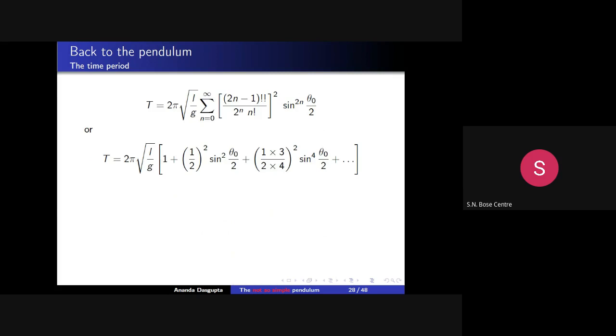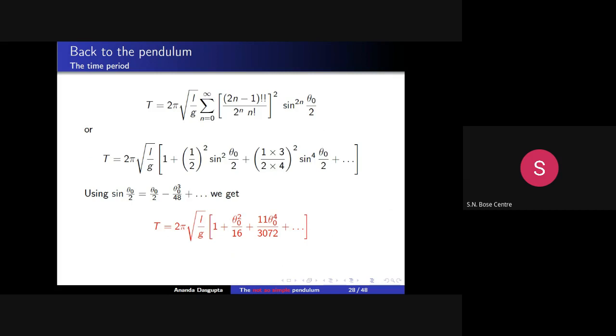But let's see what happens if you keep the next term. More importantly, instead of sine theta 0, you would want to write this in terms of theta 0 itself. So just use sine theta 0 by 2 is theta 0 by 2 minus theta 0 by 2 whole cube by 3 factorial and so on. Plug that in, work it out, and this is the T that you get as a function of theta 0. This is straightforward algebra: you just start here, put in this expression instead of sine theta 0 by 2, put in the square of that, be a bit careful and collect the powers properly, and you get this form.